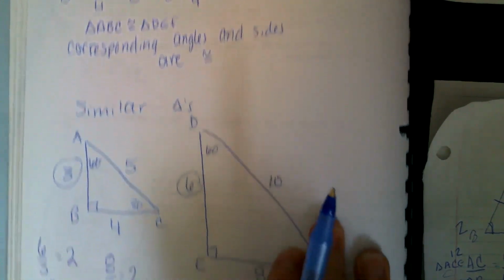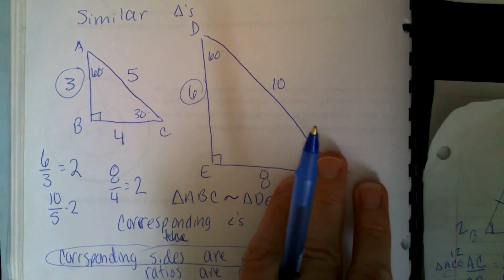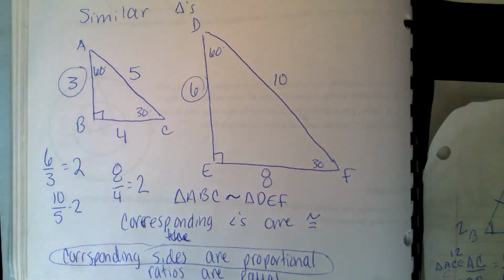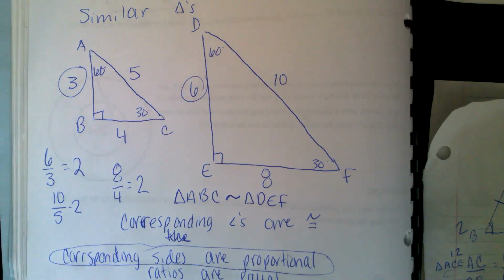Now let's talk about similar triangles. Similar triangles have congruent angles, but their corresponding sides are what we call proportional, okay? Or their corresponding sides have equal ratios.